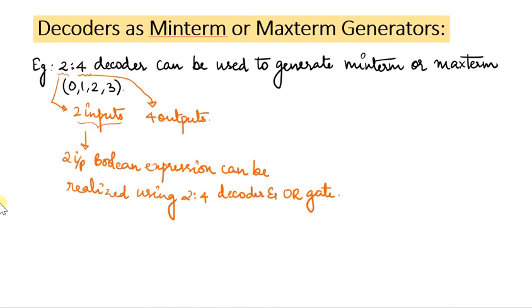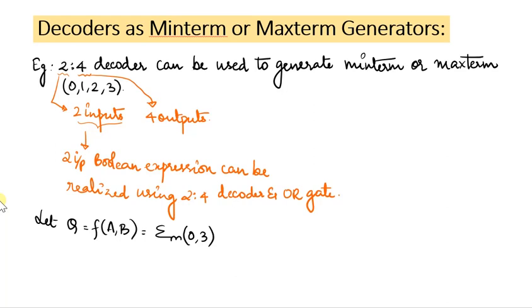So you can see that for a 2:4 decoder, you have two inputs and four outputs. So let me consider a simple example of an expression which is given by Q is equal to f of a comma b is equal to summation m 0 comma 3. So this is a minterm expression which is represented in shorthand.